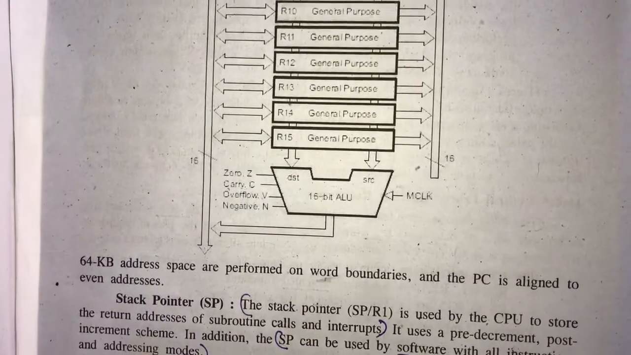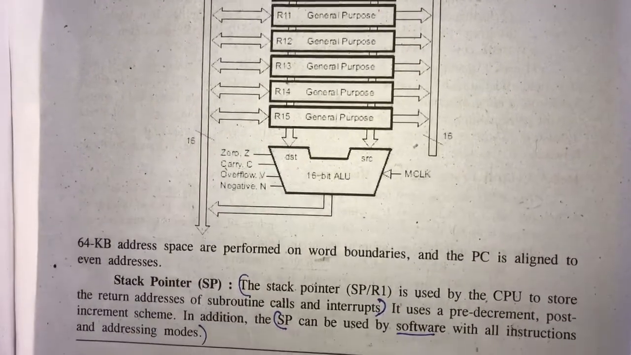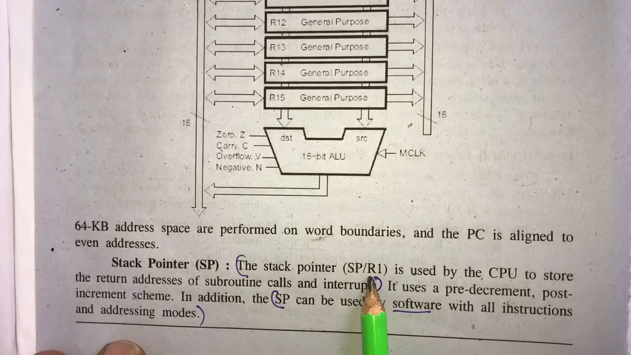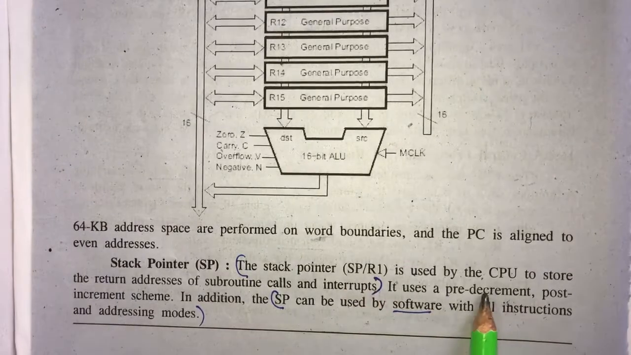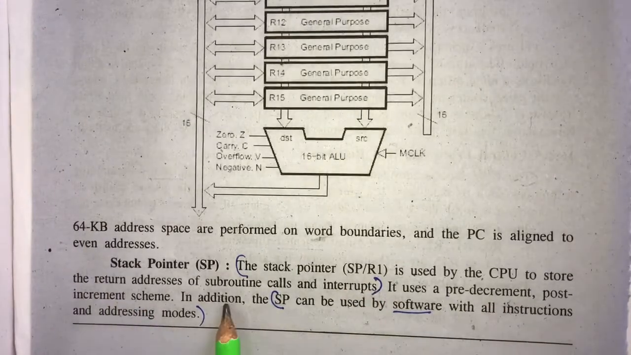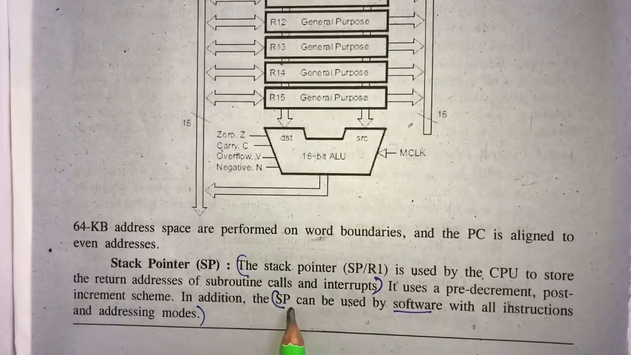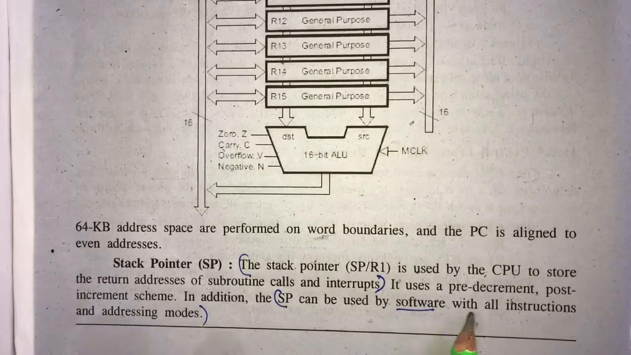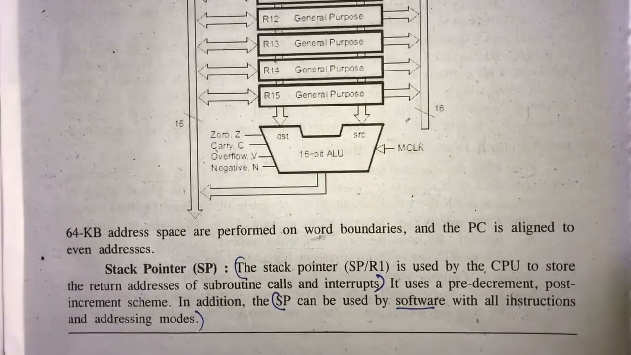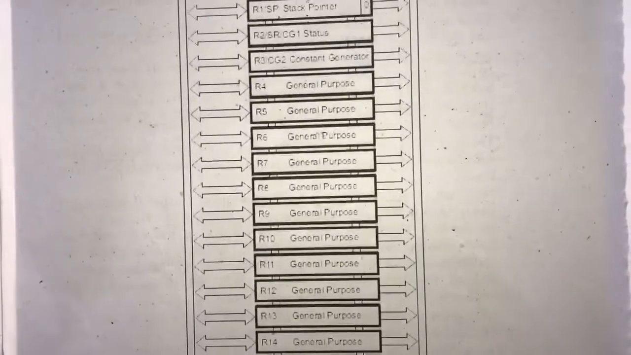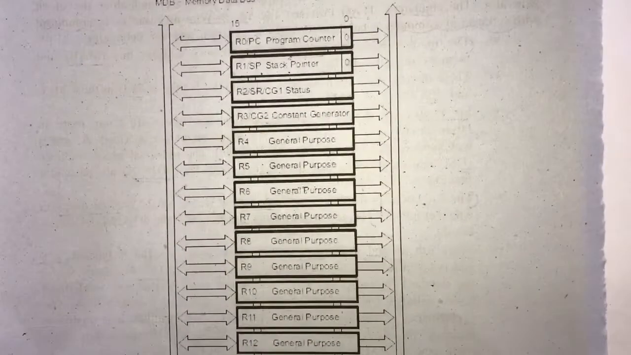Next one is SP, that is the stack pointer. The stack pointer SP, that is R1, is used by the CPU to store the return address of the subroutines which are being called. And SP can be used by the software with all the instructions as well as different addressing modes. This is regarding your registers.